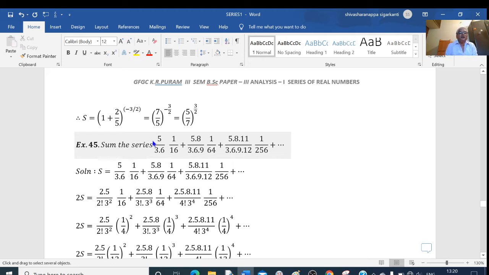Sum the series 5 divided by 3 into 6 into 1 by 16 plus 5 into 8 divided by 3 into 6 into 9 into 1 by 64 plus 5 into 8 into 11 divided by 3 into 6 into 9 into 12 into 1 by 256.